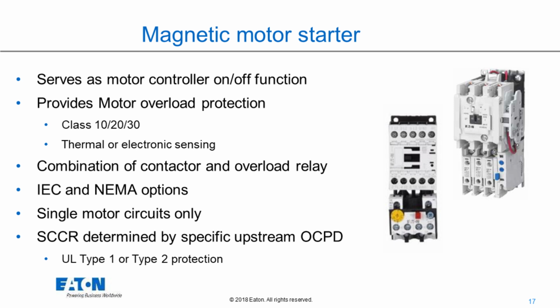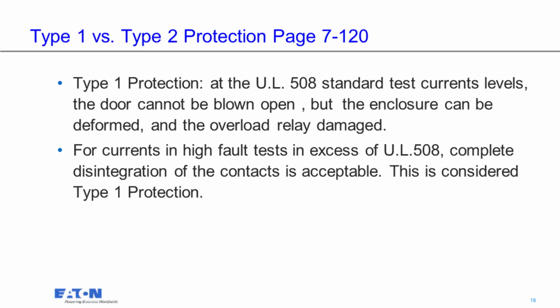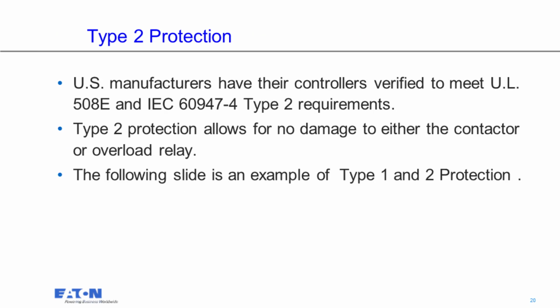Single motor circuits only. The short circuit current rating is determined by the specific upstream overcurrent device. It could be type 1 or type 2 protection. Type 1 protection says the door won't get blown open on the enclosure for standard UL test currents. For high fault current tests, complete disintegration of the contacts is acceptable. This is considered type 1 protection. Type 2 protection says there will be no damage to either the contactor or the overload relay.